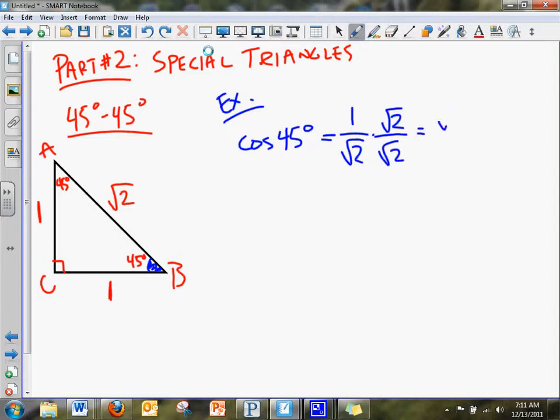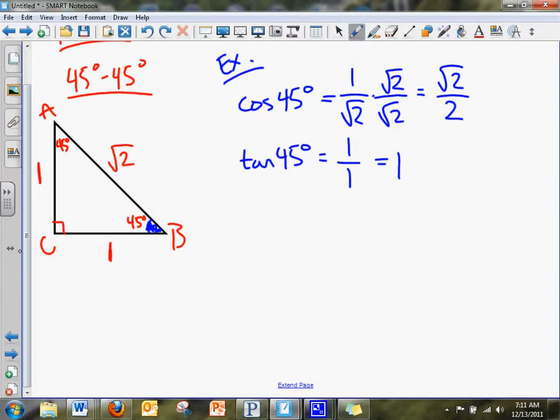1 times square root of 2 is square root of 2 on the top. The bottom, when we multiply square root of 2 times itself, we just get 2. All right? So there's cosine of 45 degrees. If I say, what's tangent of 45 degrees? Tangent is, let's use the same reference angle, opposite over adjacent, 1 over 1, which is 1. That was easy. All right, what else might happen is you might see your angles in radians.